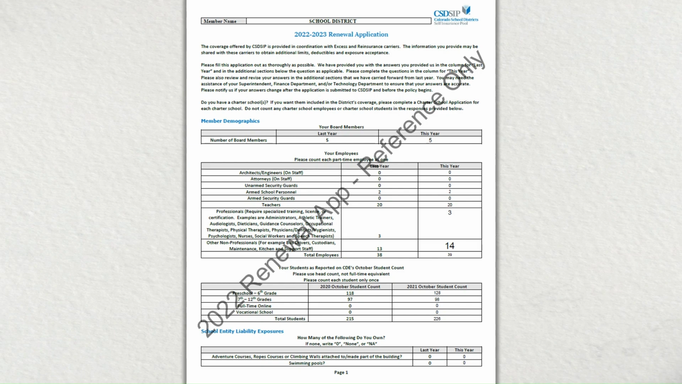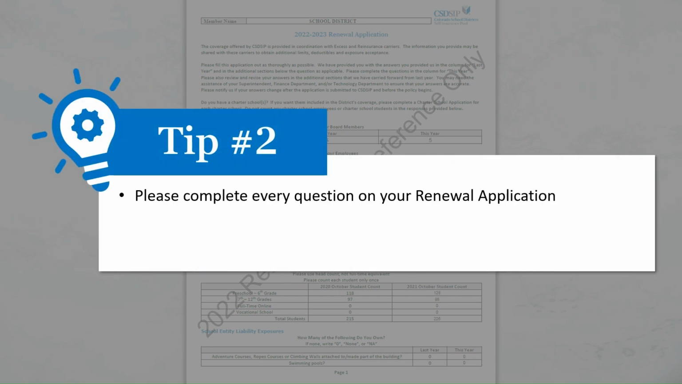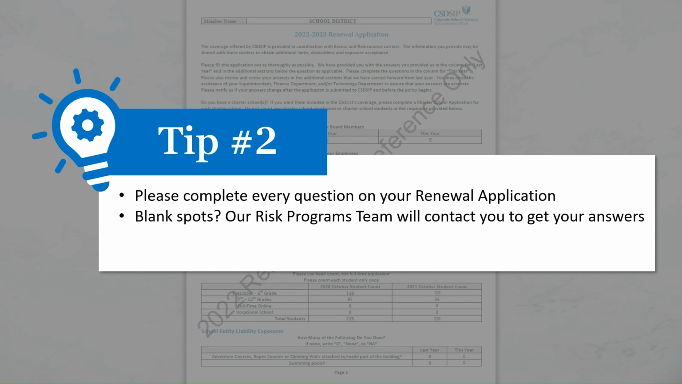Tip number 2. Please complete each and every question on your renewal application. If you leave any questions blank, our risk programs team will contact you to get your answers, and though we enjoy hearing from our members, recontact at this stage can delay our processing of your renewal proposal. We hate to be a bother, but auditors require complete information.